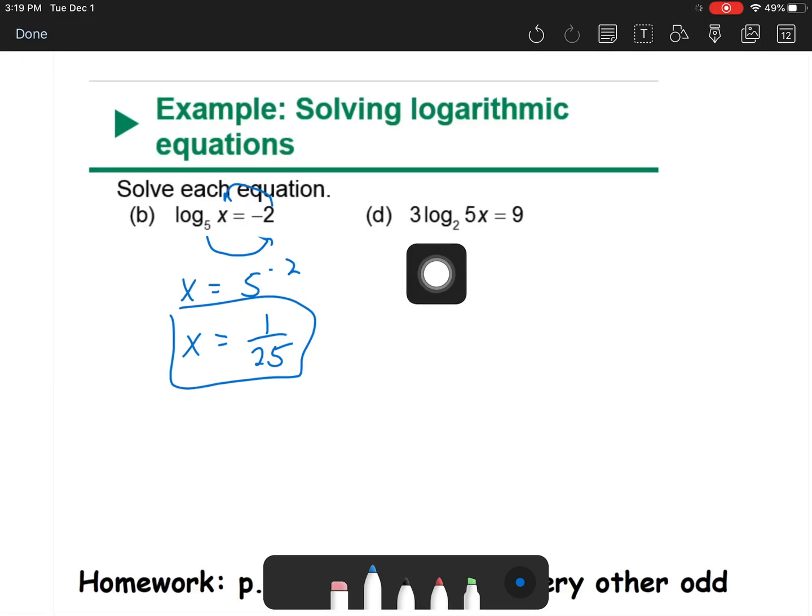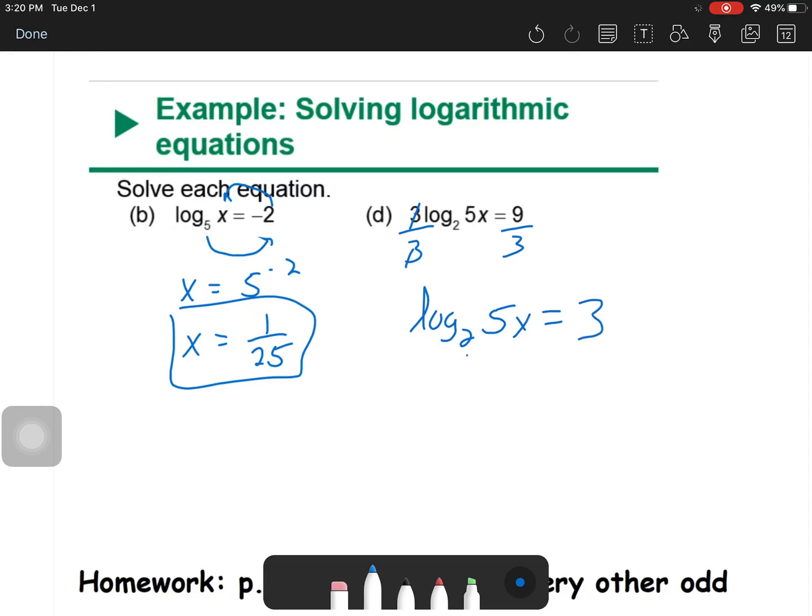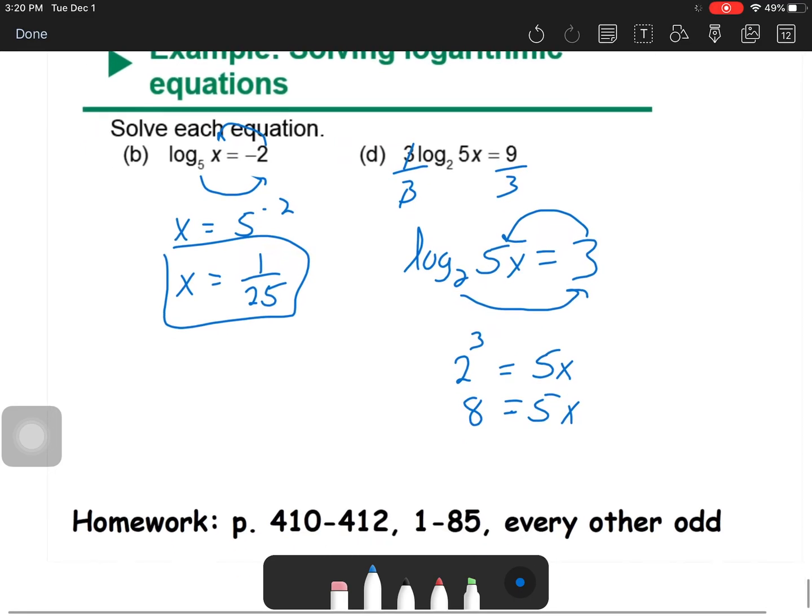Okay, so for this one, we've got 3 times log base 2 of 5x equals 9. Okay, so we want to isolate the log expression, so let's divide by 3. Cancel that, so I've got log base 2 of 5x equals 3. And now at this point, I'm going to take 2 to the 3rd power. I'm going to write it as exponential form. 2 to the 3rd power equals 5x, and so that's 8 equals 5x. And let's divide by 5, and that should be our solution.